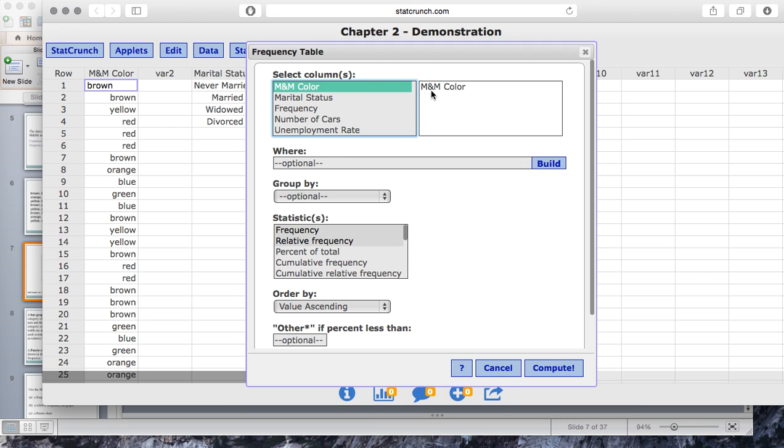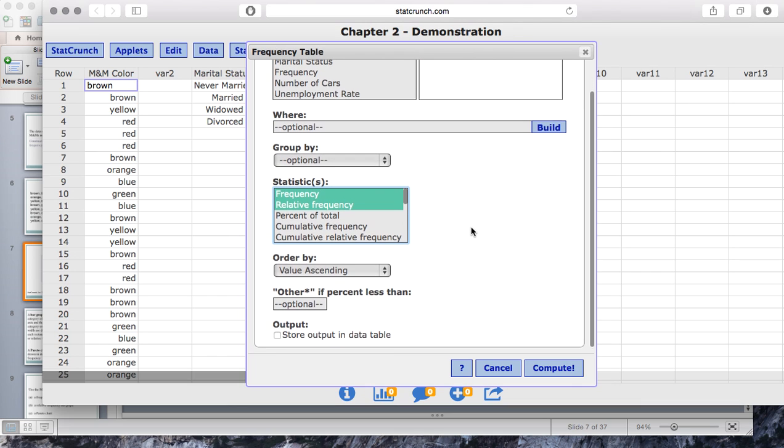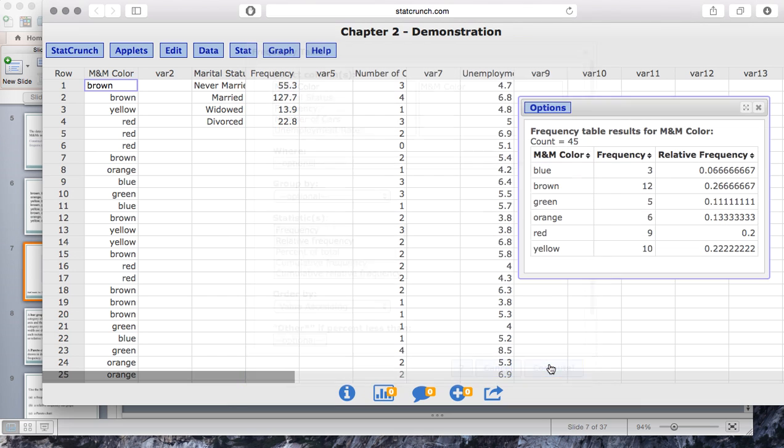We're talking about M&M color, so I'm just going to highlight that column right here. And if you look down here, I don't need a where statement because I just want to include all of the data. I don't need it grouped by anything in particular. It's just going to group it by color because StatCrunch is going to know exactly what we want to do with it. I want frequency and relative frequency. Those were already highlighted, so I didn't need to go in and do that. But if you wanted something else here, you could also select other options. And then I'm just going to do compute.